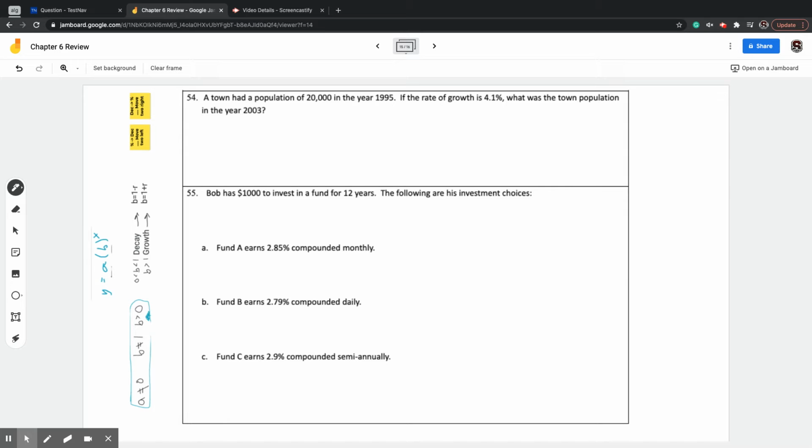More word problems, growth and decay. 54 is very similar to the previous. It involves all of this. Put it to the side. Sorry, it's not best, but it's the best I could do with the space. So let's see. I need to make an equation.